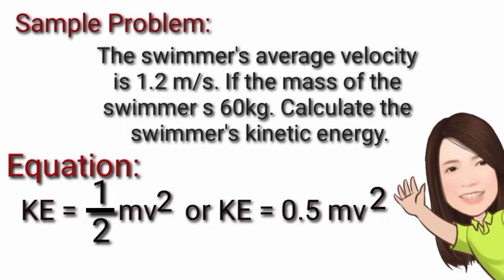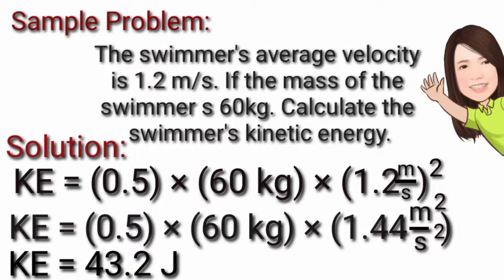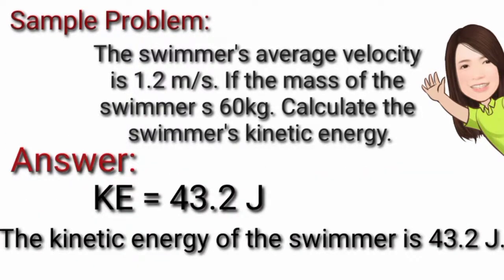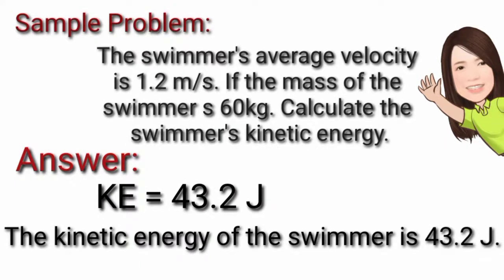Equation: kinetic energy equals 1/2 times m times v squared, or kinetic energy equals 0.5 times m times v squared. Kinetic energy equals 0.5 times 60 kilograms times 1.2 squared meters squared per second squared, equals 0.5 times 60 kilograms times 1.44 meters squared per second squared. The answer is kinetic energy equals 43.2 joules. The kinetic energy of the swimmer is 43.2 joules.